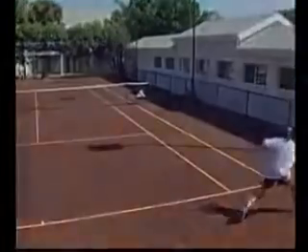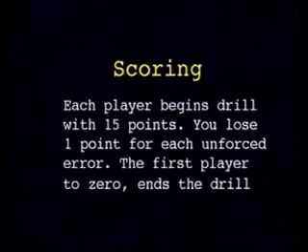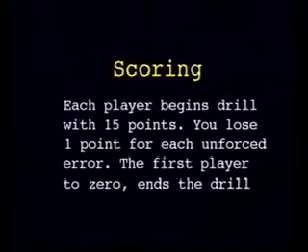Both players begin with 15 points. Each time you make an unforced error, you lose a point. The first player to reach 0 ends the drill. Scoring this way will help you develop consistency.